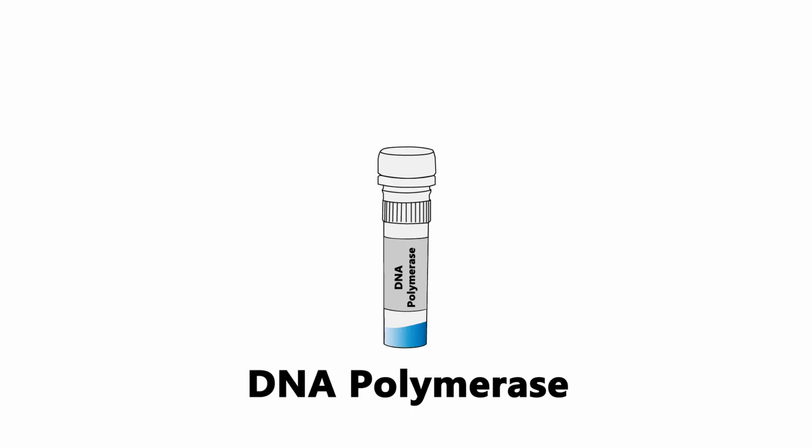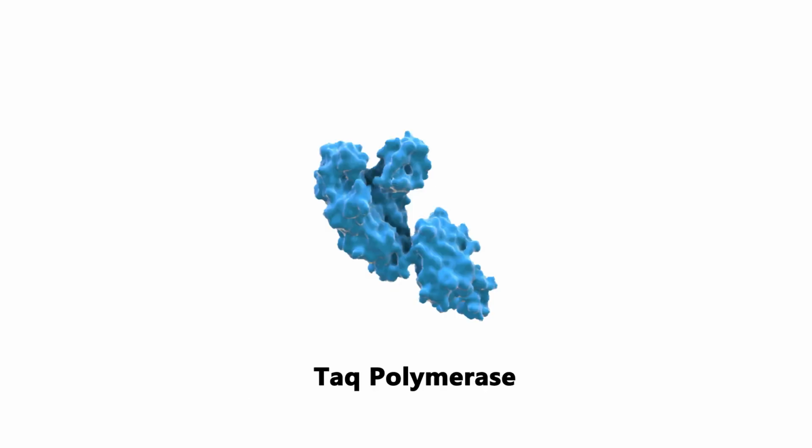Fourth, we have DNA polymerase. A commonly used DNA polymerase is Taq polymerase. The structure of Taq polymerase is often described as a hand. The fingers and thumb make up the polymerization domain.